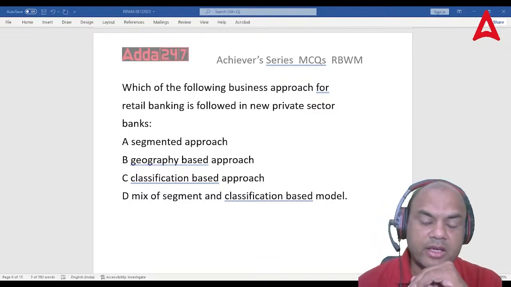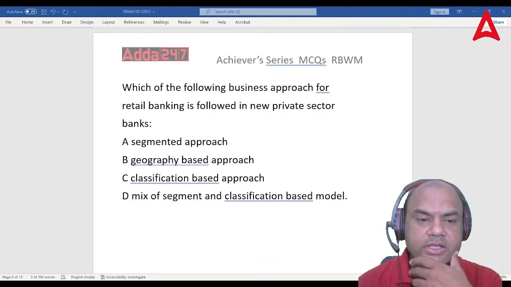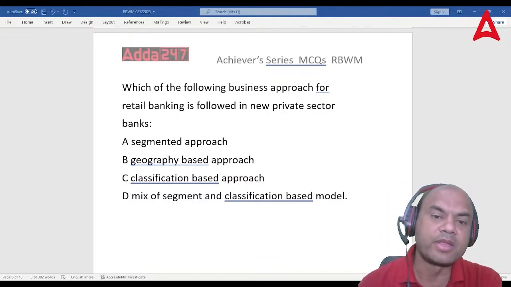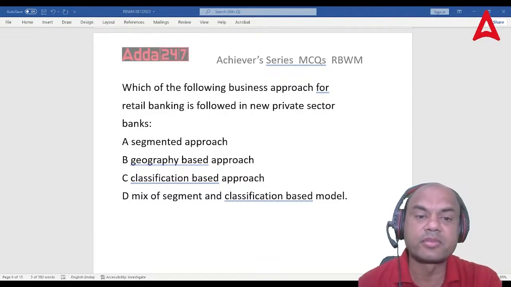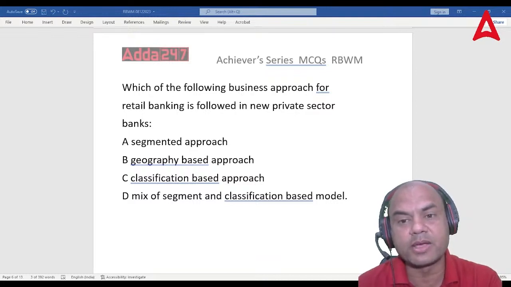Anyone amongst you is in private sector banks? New private sector, or you can say Axis Bank, HDFC Bank, ICICI Bank, IndusInd Bank, or old private sector banks, means Federal Bank, Karur Vysya Bank.